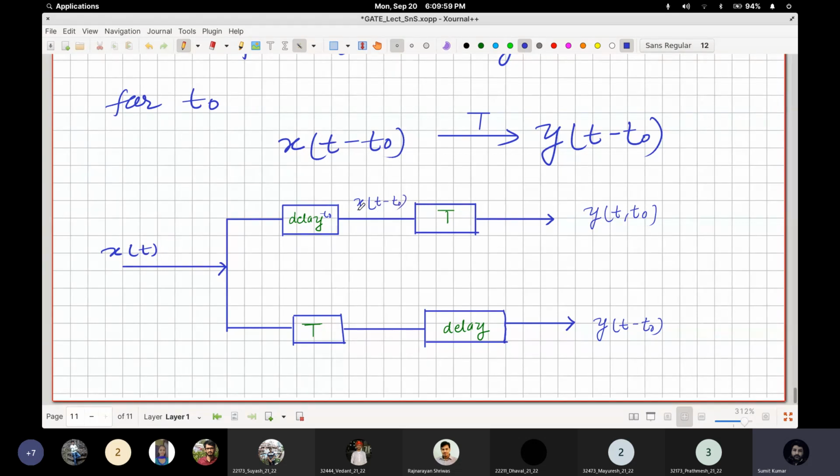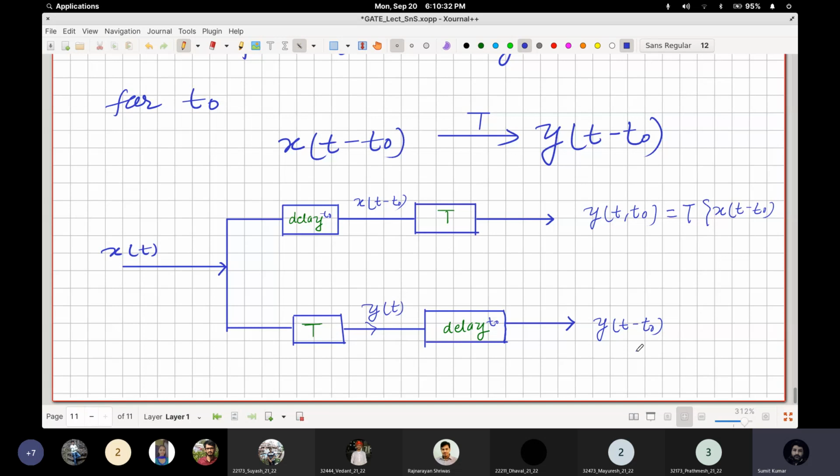If you delayed the input, what do you get? The input is x(t), delayed gives x of t minus t naught, isn't it? And then you apply the system T. So you will be getting the output for the delayed input, which I write as T of x of t minus t naught. Here we are applying our system first: on x(t) you apply the system, and you get the output y(t). And then you delay y(t) by t naught, so what do you get? y of t minus t naught.